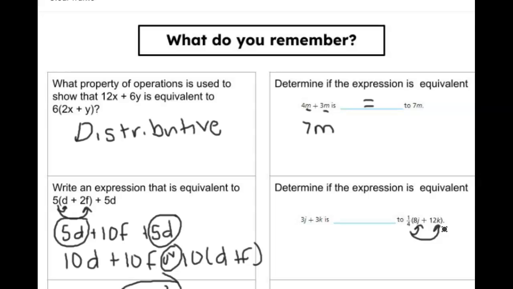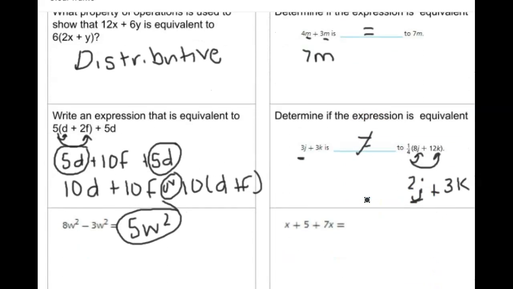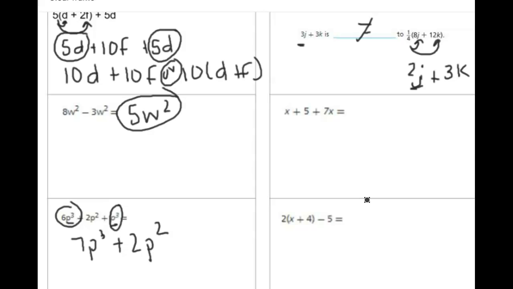That gives me 2j plus 1/4 times 12. That gives me 3k. Now, this starts with a 3j. This is a 2j. This is not equivalent. Let's take a look at our next one. I have an x here, and this has an x, so I have a 1x here. I have 7 here. That's 8x plus 5.